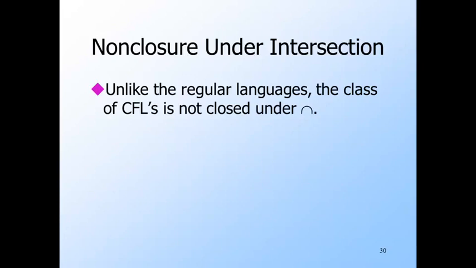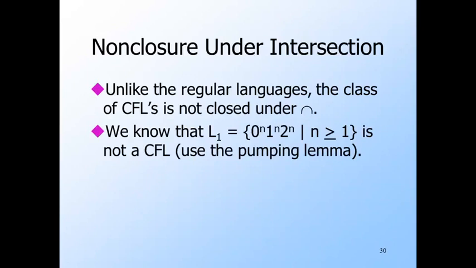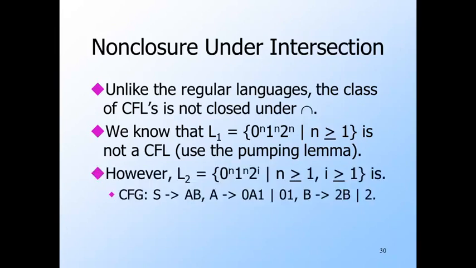We can see particular context-free languages whose intersection is not a context-free language, so no construction could possibly work. We said that this language, L1, the set of strings with some number of zeros followed by the same number of ones and the same number of twos, is not a context-free language. The pumping lemma gives us an easy proof of that fact. We're not going to do it here, but it's very much like the example of the pumping lemma proof that we did give. But consider L2, the set of strings in 0 star, 1 star, 2 star, that is, strings of zeros followed by some number of ones followed by some number of twos, such that the number of zeros and ones are the same with any number of twos.